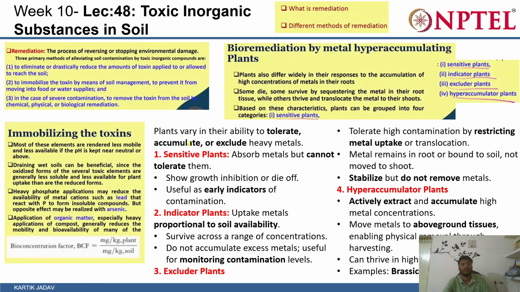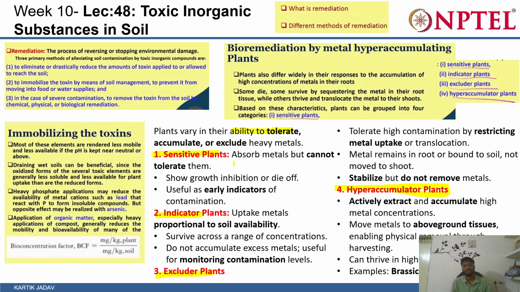Plants vary in their ability to tolerate, accumulate, and exclude heavy metals. There are four categories of plants: sensitive plants, indicator plants, excluder plants, and fourth, hyperaccumulator plants. Sensitive plants generally absorb metals but cannot tolerate them, and show growth inhibition or die off. Due to that, they are useful as early indicators of contamination.